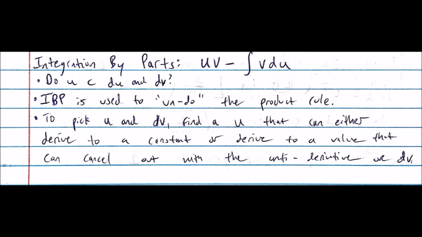So to find a u that you can either derive until you get to a constant, or derive to a value that can cancel out with the antiderivative of dv. So a lot of times you'll have to maybe take a derivative and see where that goes, and it might not work out, so you just have to start over.